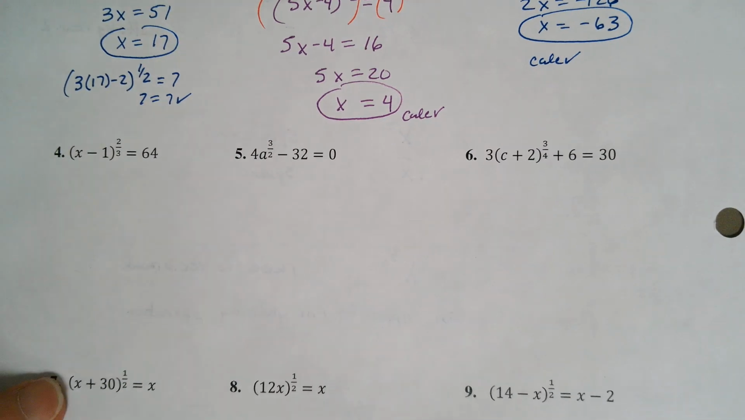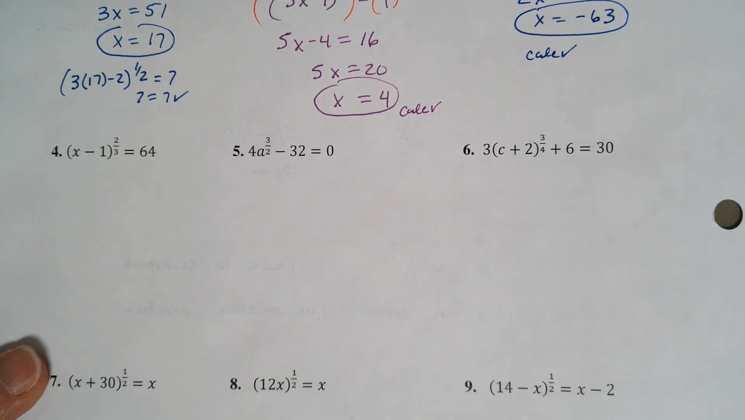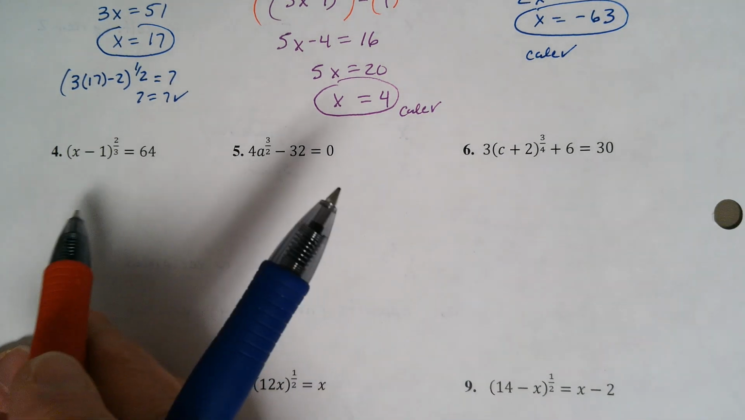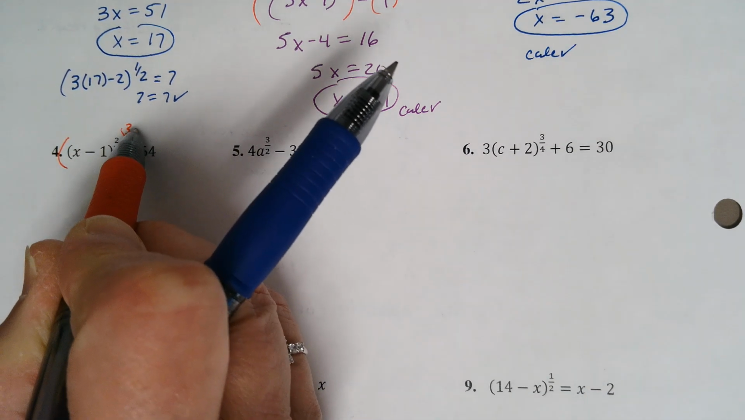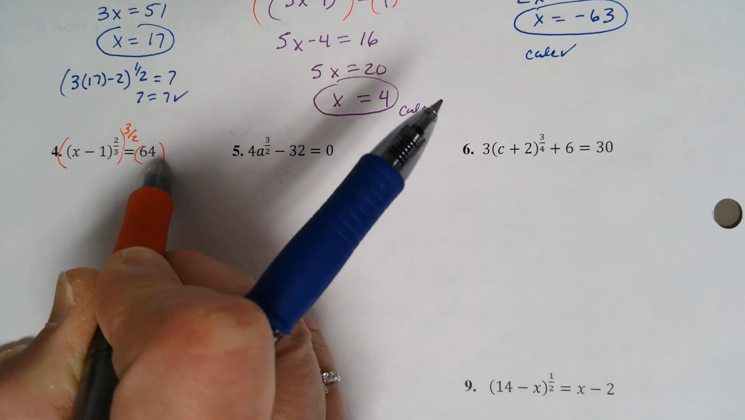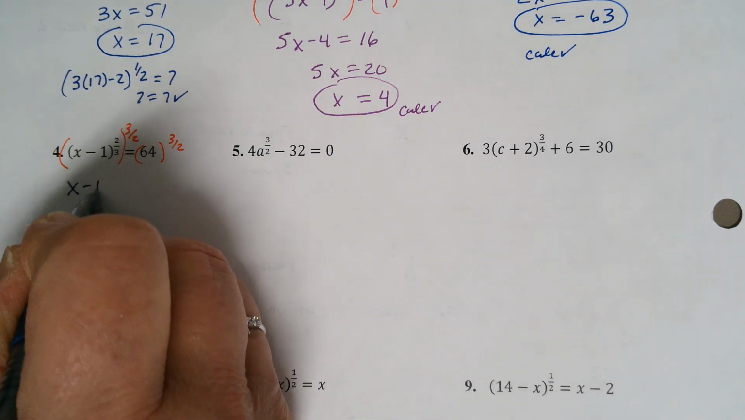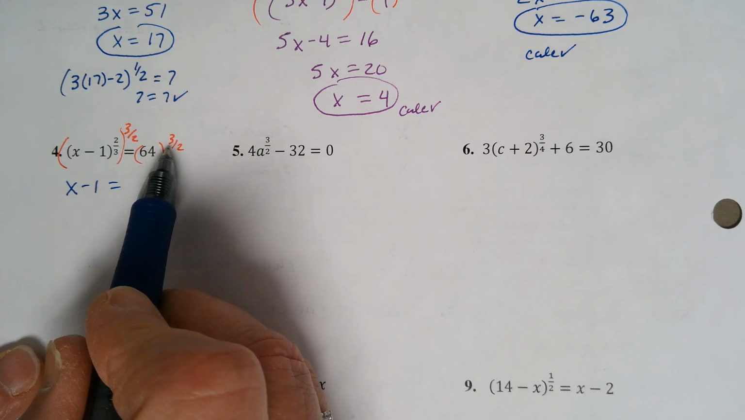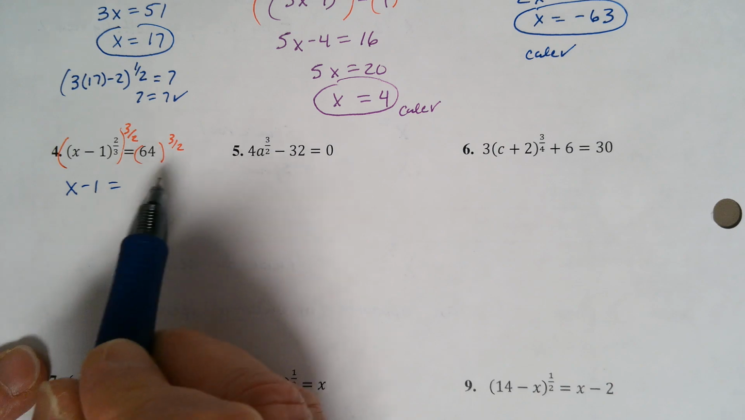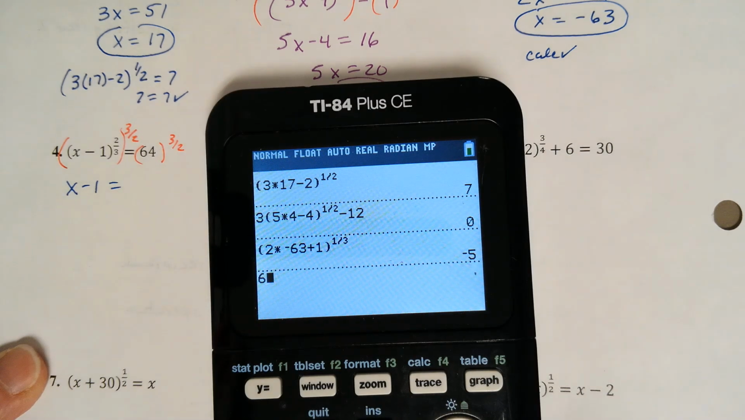Number 4, x minus 1 raised to the 2/3 equals 64. The base and exponent are isolated. Raised to the reciprocal power, 3 over 2. X minus 1 equals the square root of 64 raised to the power of 3. Right? We do the root first, or you can use the calculator.